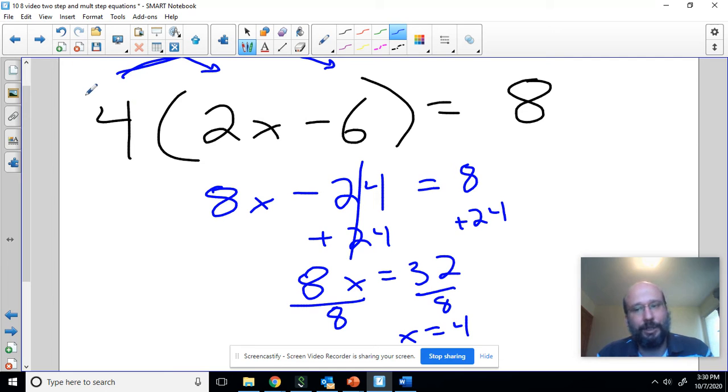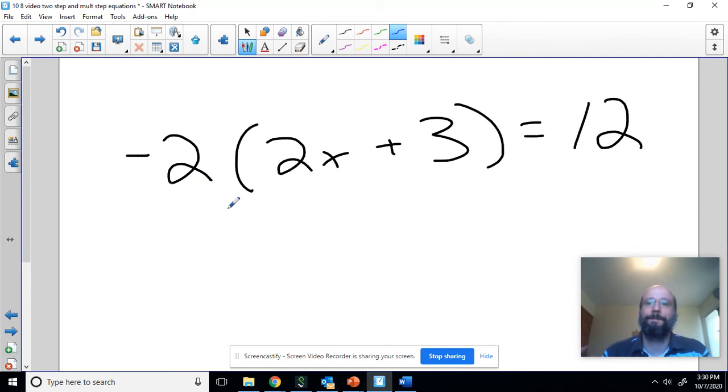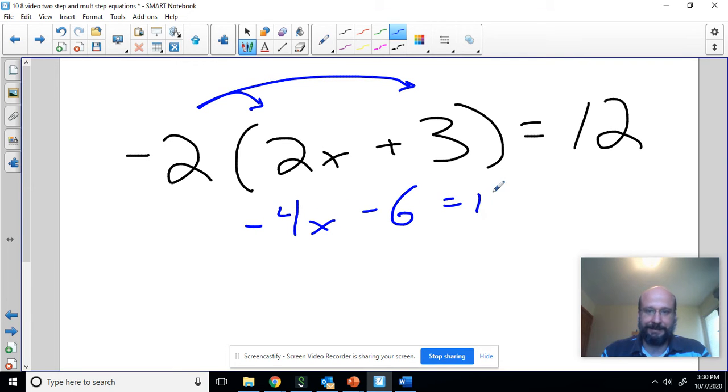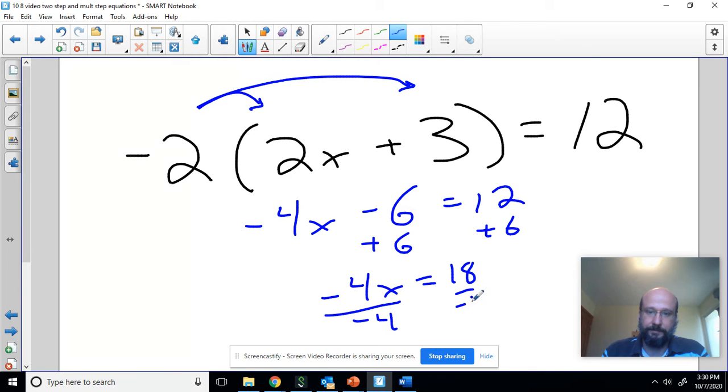So even though it's multi-step, after you distribute, it's back to what we know, right? We distribute. Negative 4x minus 6 equals 12. Add 6. Negative 4x equals 18. And then I'm going to divide by negative 4. And x equals negative, this would be 4.5. Right, so multi-step, but the only extra step is distribute first.